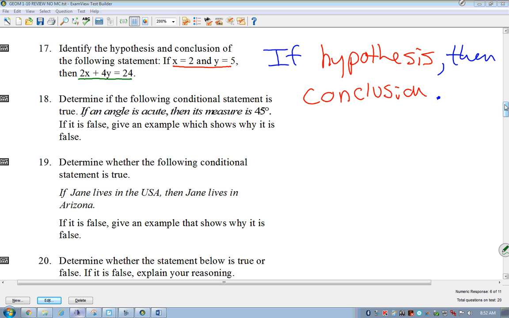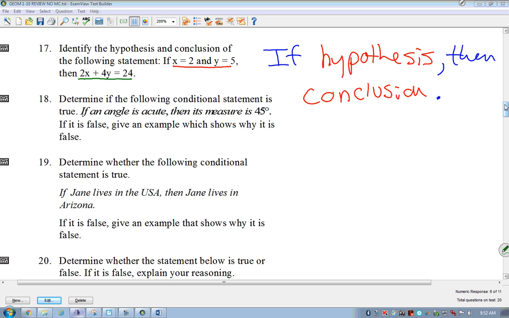Yes, when they're asking for the hypothesis, it will not include the word if. When they ask for the conclusion, it will not include the word then. All right, the hypothesis is x equals 2 and y equals 5. The conclusion is 2x plus 4y equals 24. Okay, does that help you out? All right.